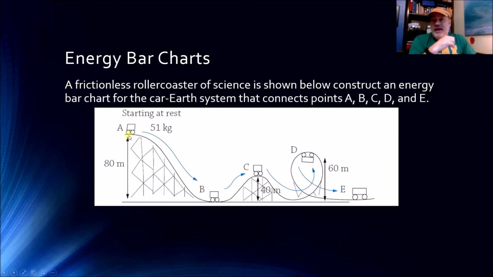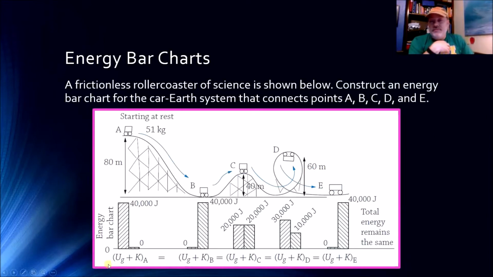So here we have a roller coaster car starting at rest. It has a mass of 51 kilograms. It starts at a height of 80 meters. It's going to roll down here, and here's the bottom, and then part C is up a little hill, D is the top of the loop, and E is at the end. Okay, so let's say we have a frictionless roller coaster of science. So what will our energy bar chart look like at these points?